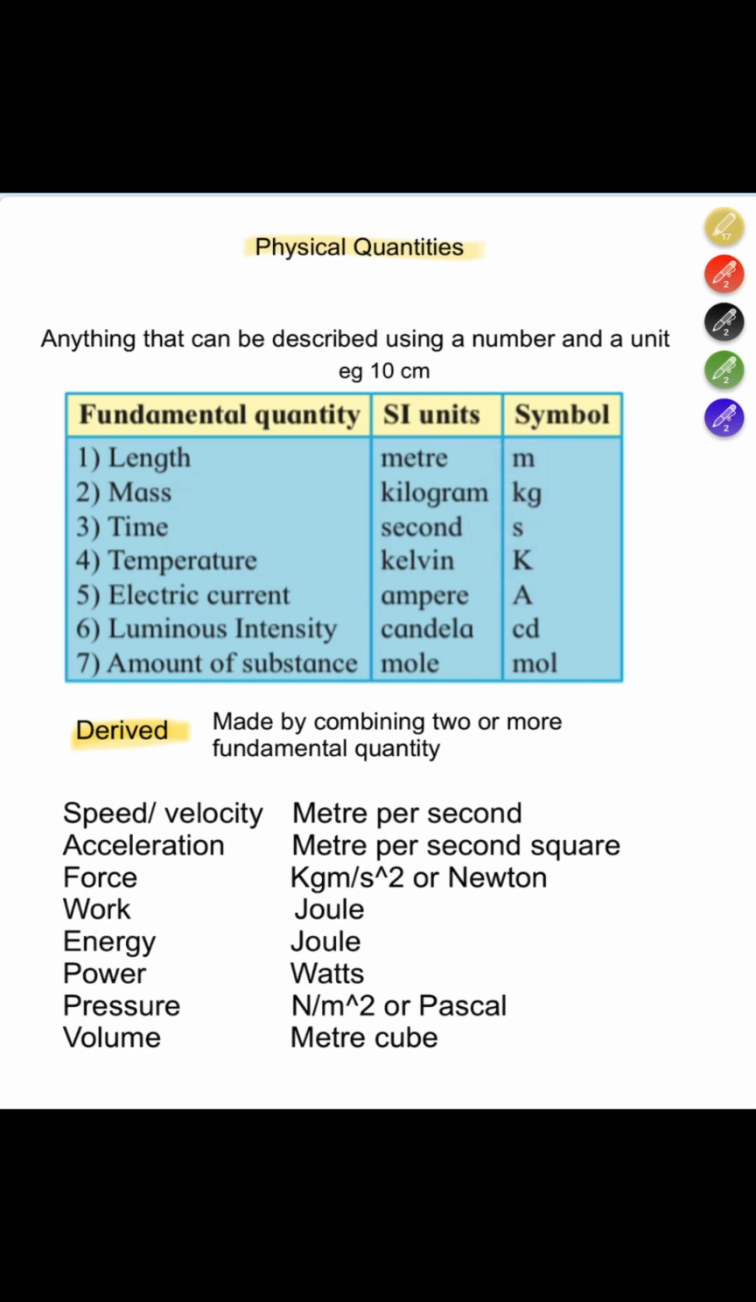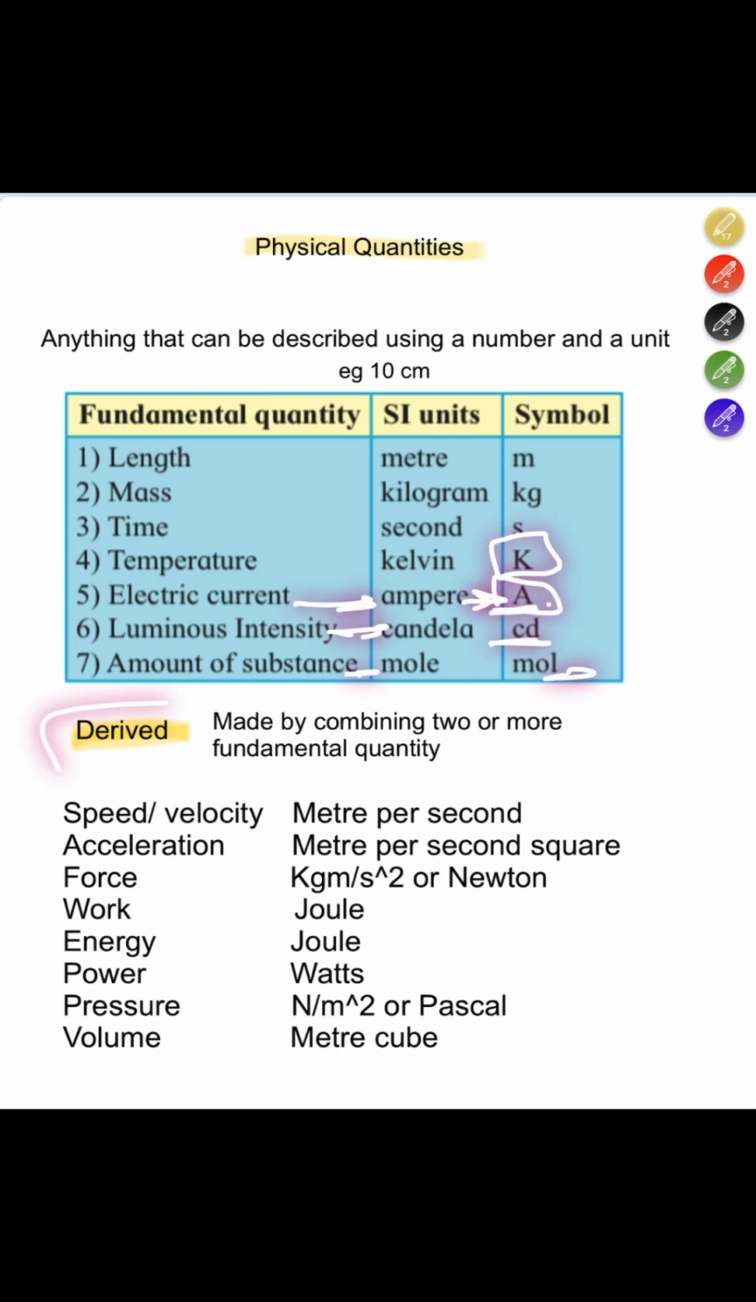Now the important thing to note is K for Kelvin is capital, whereas m, kg and s are in small letters. Why is K capital? Because Kelvin is the name of a scientist. Whenever a unit is named after a scientist, its symbol will be a capital letter. Next is electric current, ampere, again a capital A because ampere is also the name of a scientist. Luminous intensity is measured in candela, amount of substance in mole.